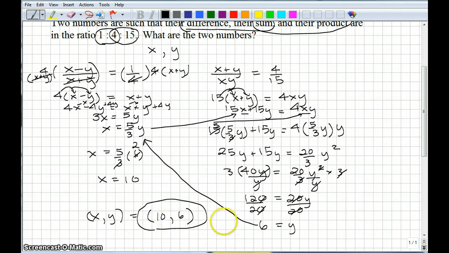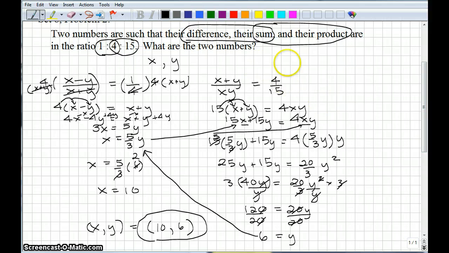All right? So now you can check that by finding the ratios of the sum and the difference, and the sum and the product, and see if you get 4:1 to 15. But it ought to give you the right answer. So there you go.